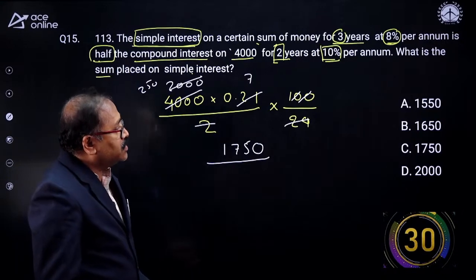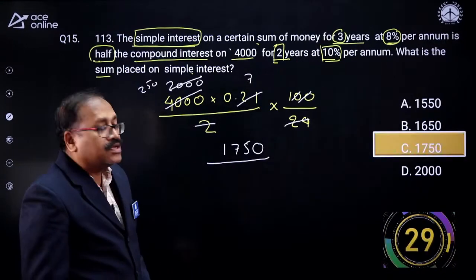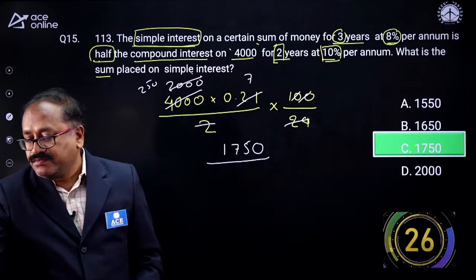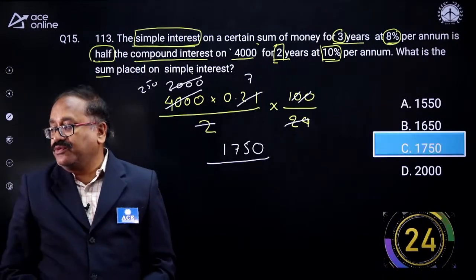So this is your answer. The option choice is 1750. Hope it is clear to everyone.